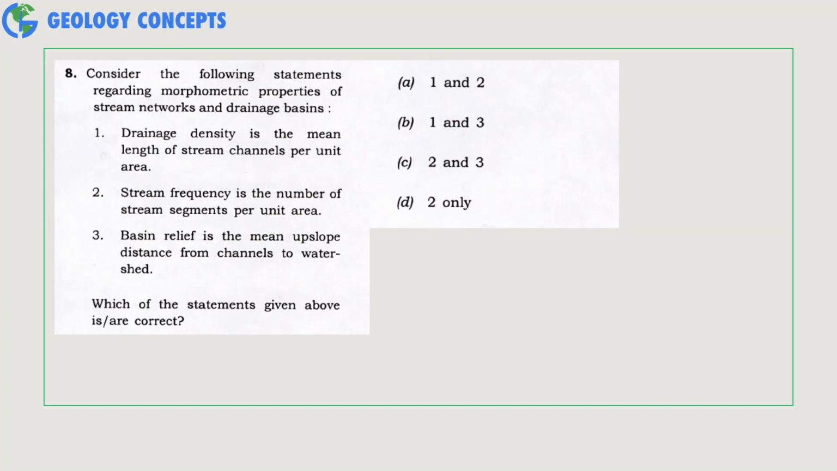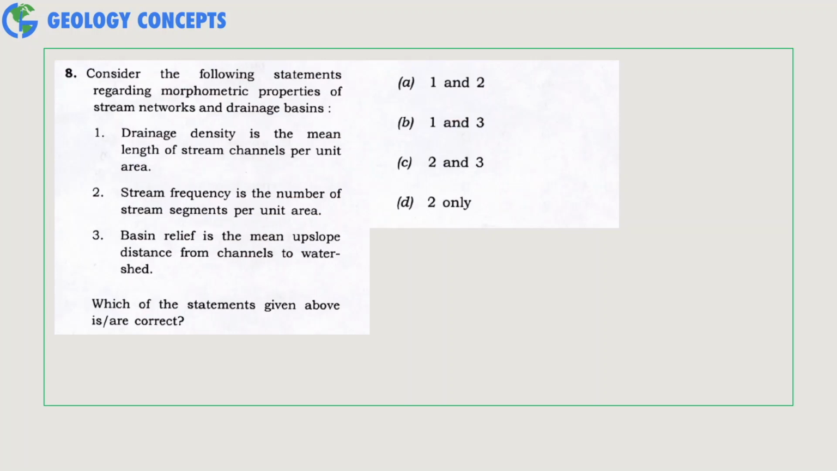Question number 8. Consider the following statements regarding morphometric properties of stream network and drainage basins. Drainage density is the mean length of stream channels per unit area. Stream frequency is the number of stream segments per unit area. Basin relief is the mean upslope distance from the channel to watershed. Which of the statements given above are correct?